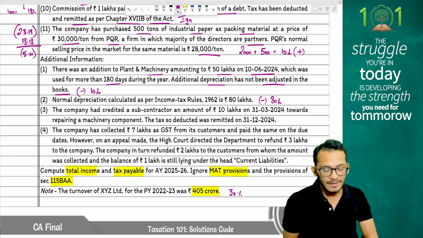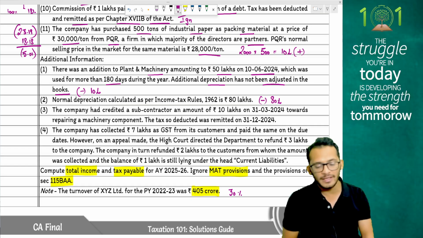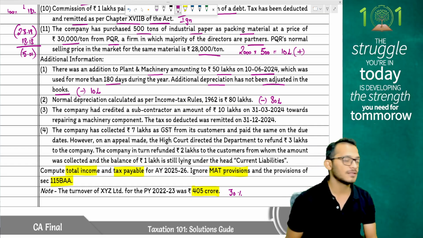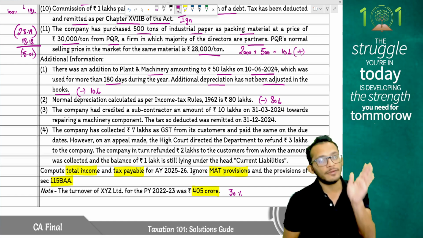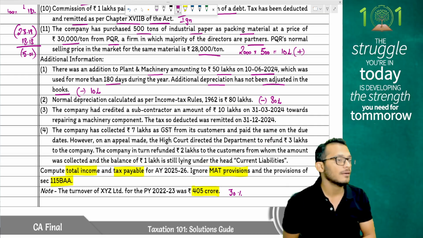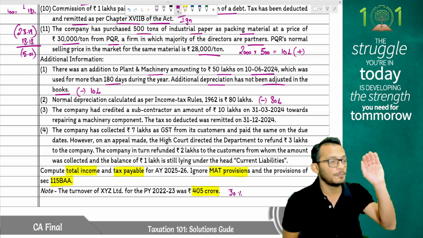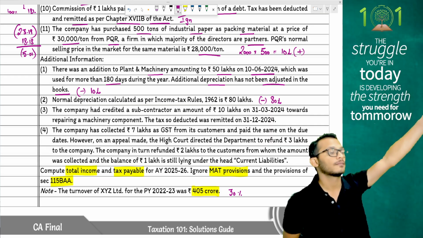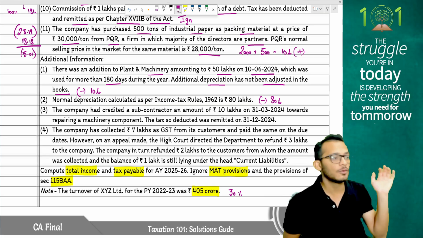The company has credited a subcontractor an amount of 10 lakh rupees on 31st March 2024 for repairing a machinery component. Notice the dates very carefully, people. This is 31st March 24, your previous year. So previous year I booked an expense. Previous year I booked the expense.